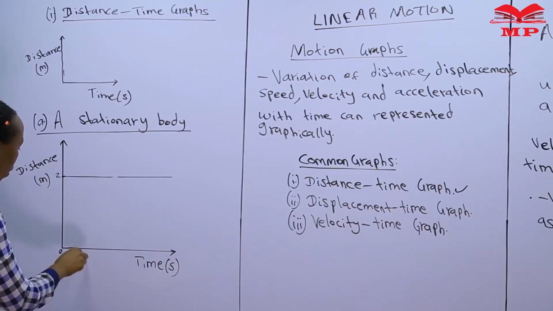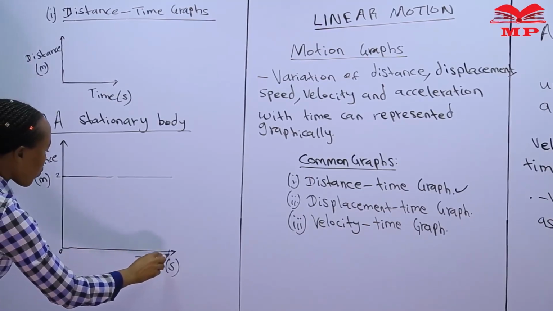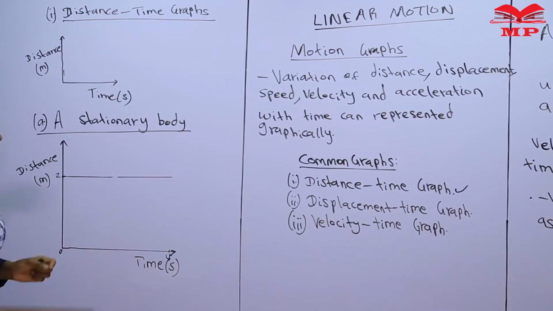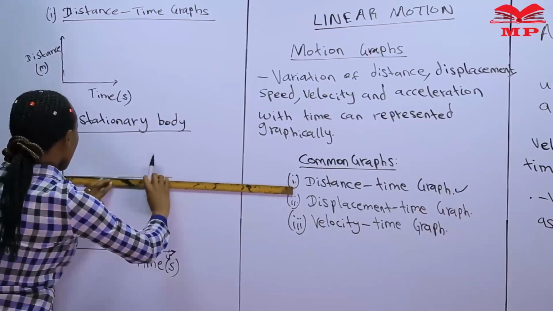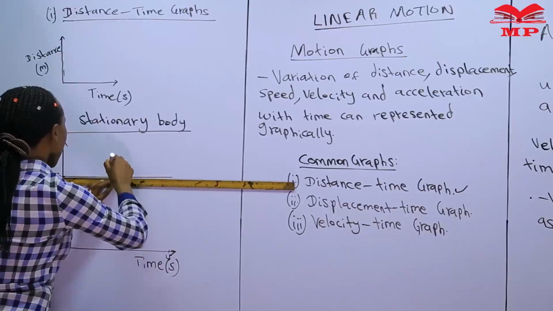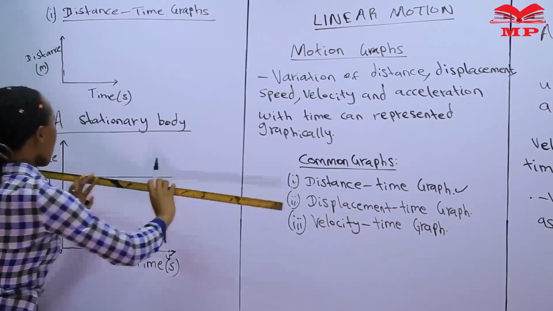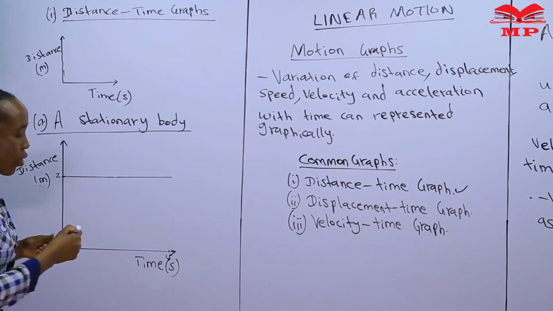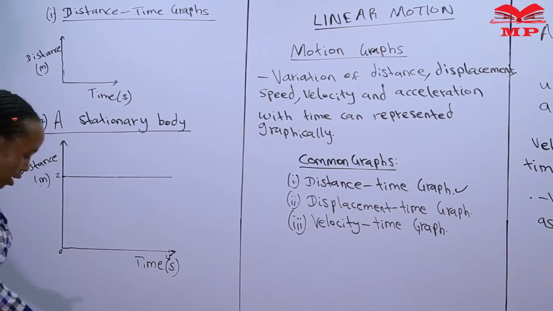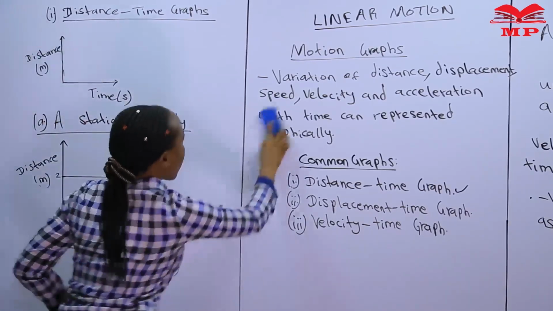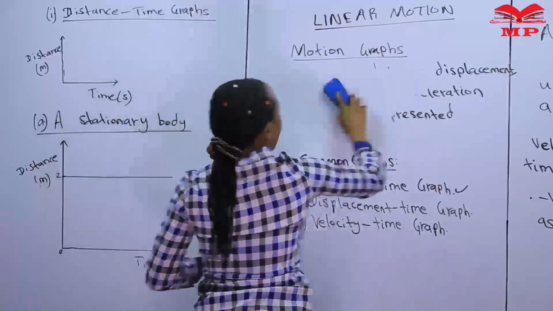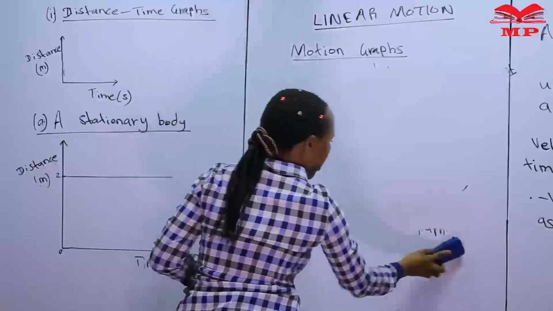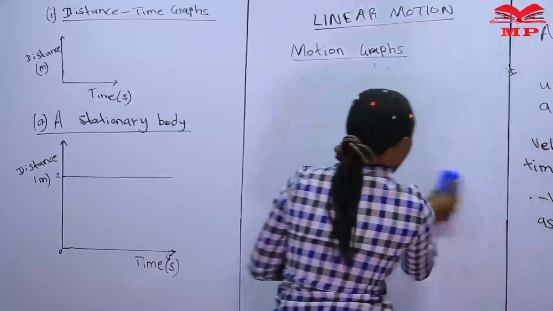Let's say this is 0, 1, 2, up maybe to 15 seconds. So the time is changing, whereas the distance is not changing. So this is the time, the distance time graph for a stationary body. We can see that it is a horizontal line. That's a distance time graph for a stationary body.